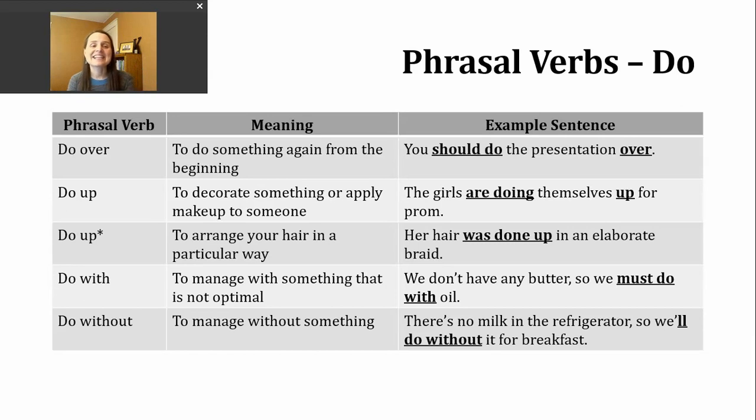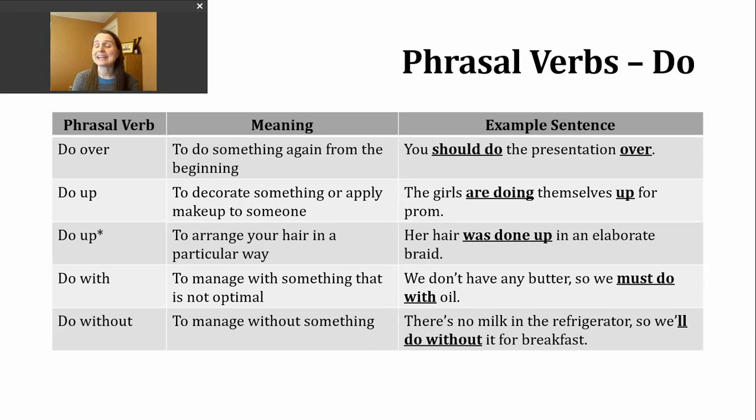So here is an example of the phrasal verb do up with the meaning of arranging your hair in a sentence. Her hair was done up in an elaborate braid. So braid is when we take different sections of our hair and kind of crisscross them.